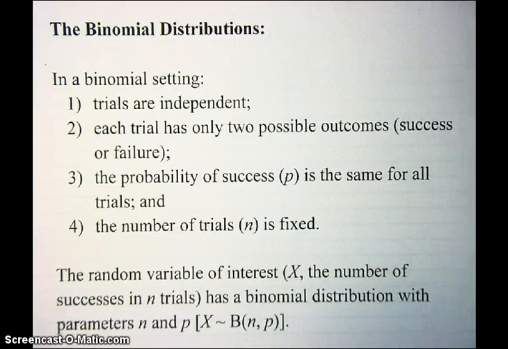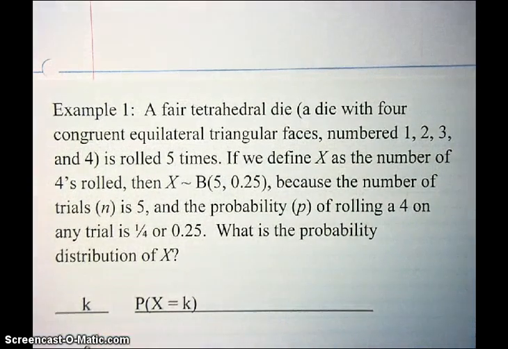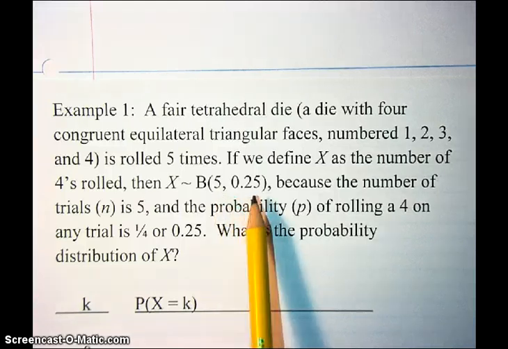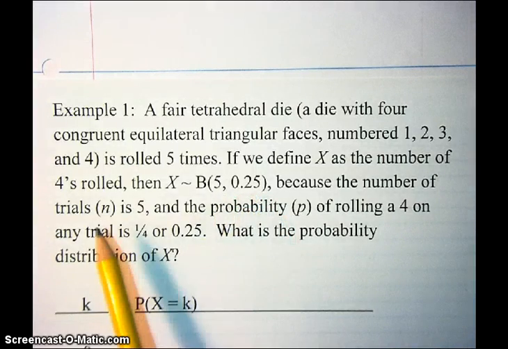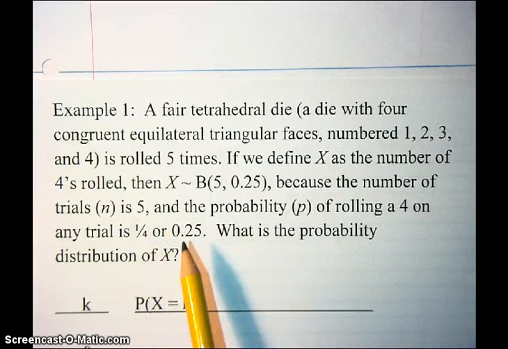Here's an example. We have a fair tetrahedral die. That's a die with four congruent equilateral triangular faces, which are numbered 1, 2, 3, and 4. And those are all equally likely to come up when we roll. And we roll this die 5 times. We can define X as the number of 4s that we roll. And in that case, X would have a binomial distribution where N is 5 and P is 0.25, because the number of trials is 5 and the probability of rolling a 4 on any trial is 1/4 or 0.25.